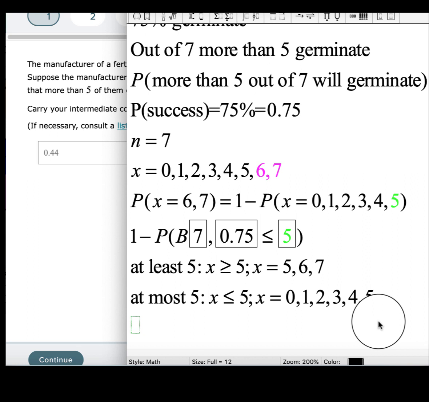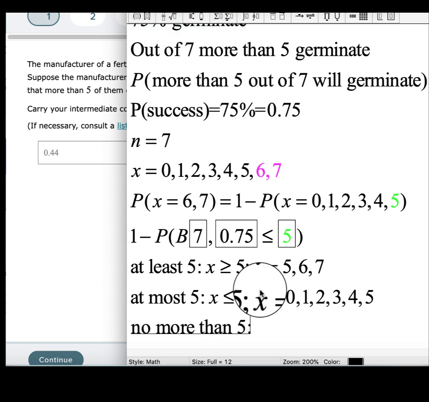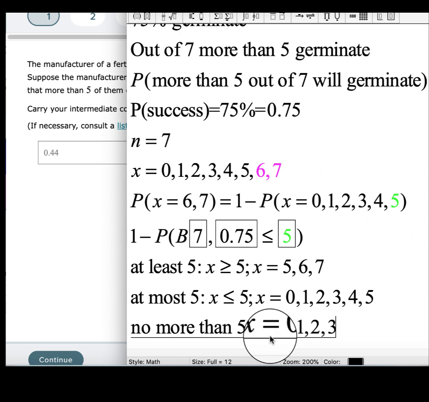What if you said "no more than 5"? That means that the random variable can't be bigger than 5. So that means it could be less than 5, but no more than 5. So that means x would equal 0, 1, 2, 3, and 4. Can't pick 5 because 5 isn't bigger than 5. So no more than 5 would be x equal to 0, 1, 2, 3.